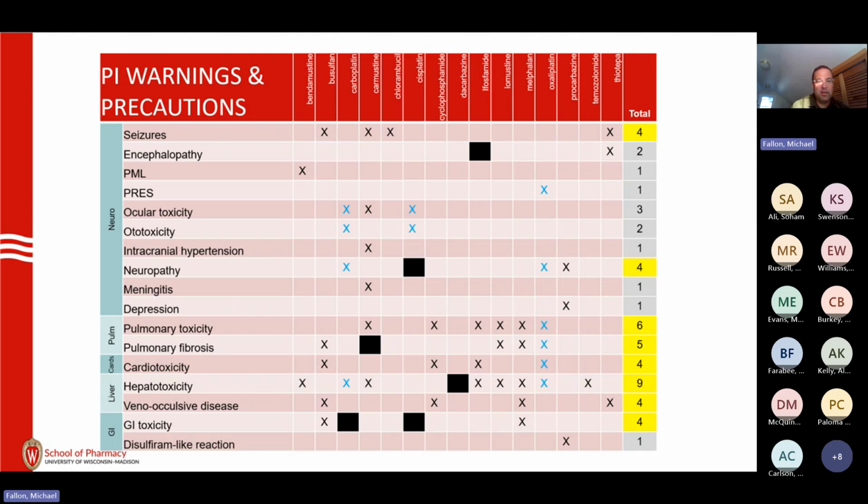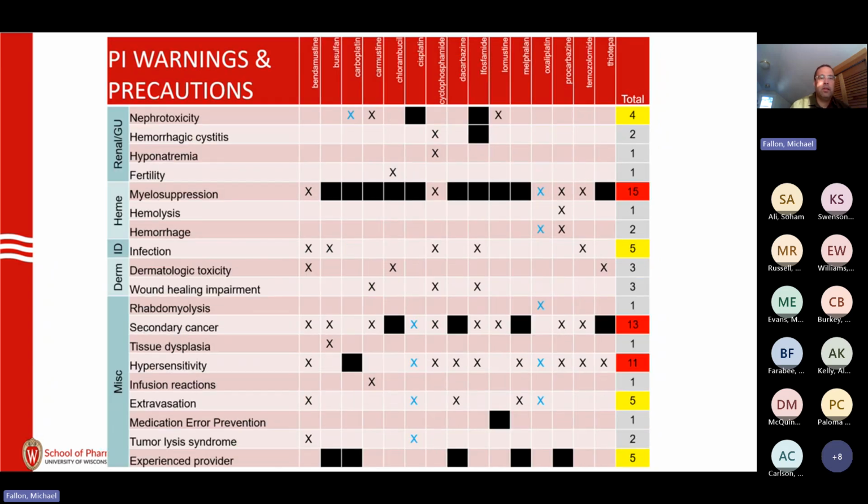Cardiotoxicity is seen in a number of agents, hepatotoxicity, veno-occlusive disease, which we'll touch on briefly. And then GI has nausea, which is kind of a classic chemotherapy effect. Next page here. So the red ones are 10 or more adverse effects highlighted. So myelosuppression is a class effect. Every single one of these drugs is going to cause myelosuppression, often severe.